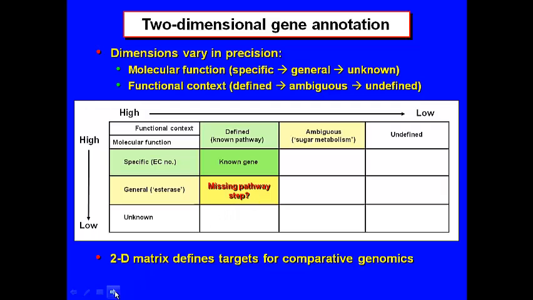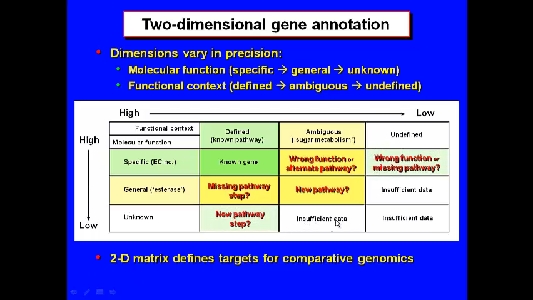The same thing is true here. If you have a specific EC number associated in a general way with an area of metabolism, could this be an alternative pathway, or is it wrongly annotated? Similarly there, maybe you're dealing with a new pathway, maybe you're dealing with new pathways or missing pathways. When too much is unknown or vague, you don't have any chance.